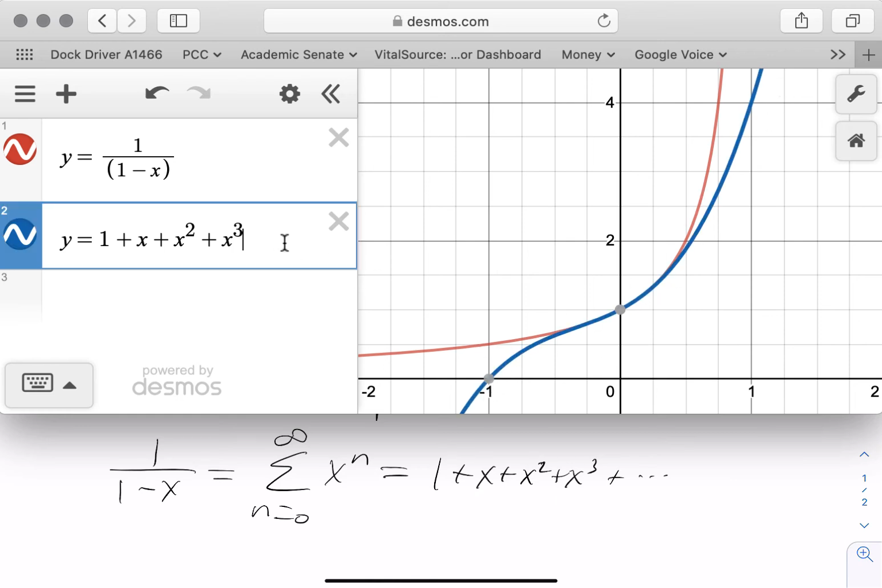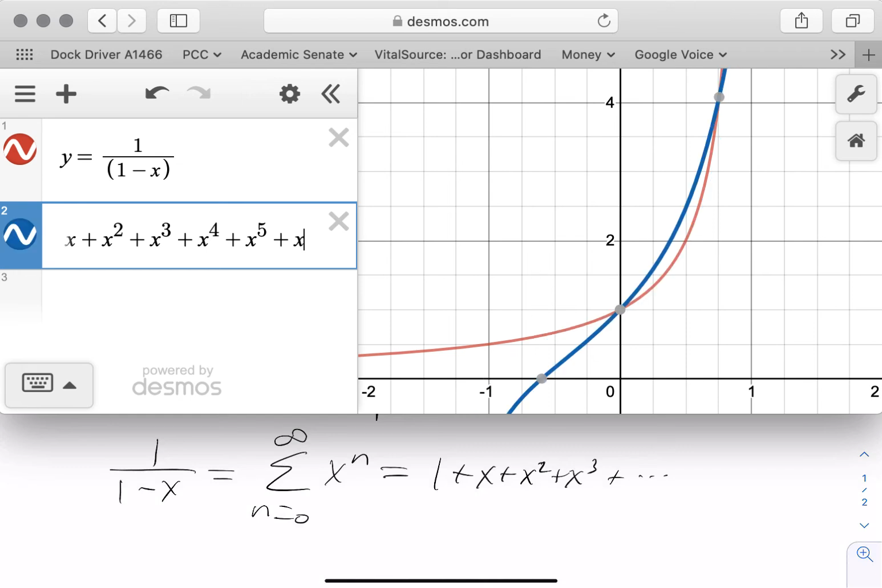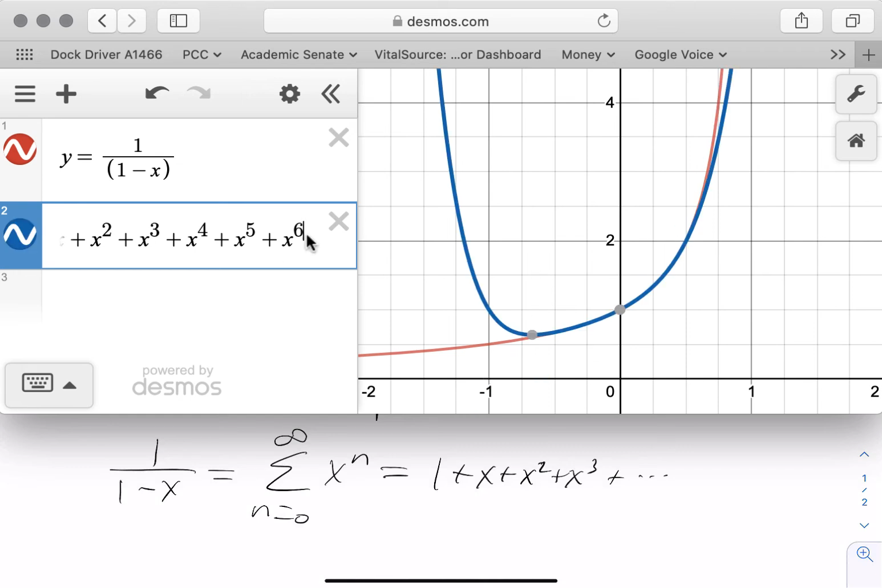Now if I add some more terms, so plus x to the 4th, plus x to the 5th, plus x to the 6th, I know this is going to get old, but look, the more terms we add, the more the blue curve lines up with the red curve, but only between -1 and 1, right? I mean, over here, it's not really great for -1. But folks, this is only 6 terms, and we're talking about that this is expressed as an infinite polynomial.